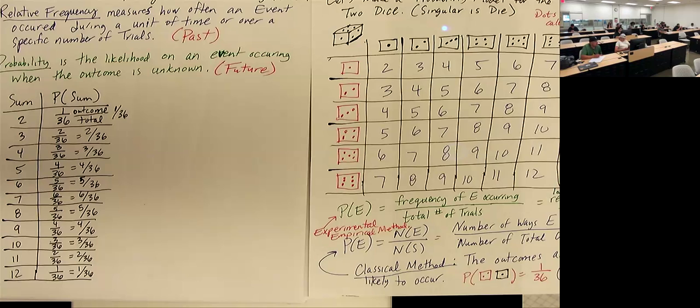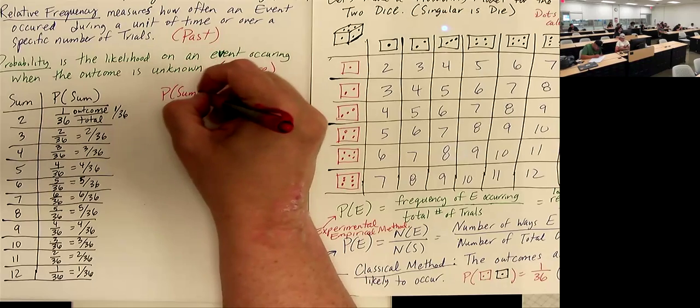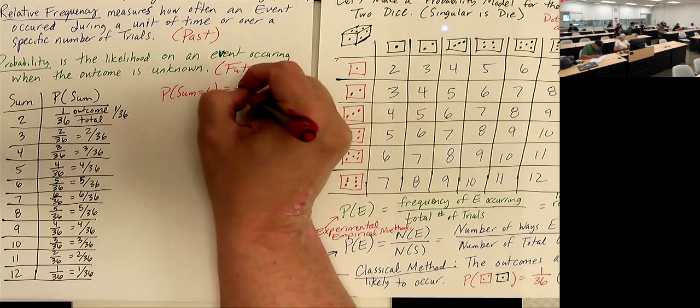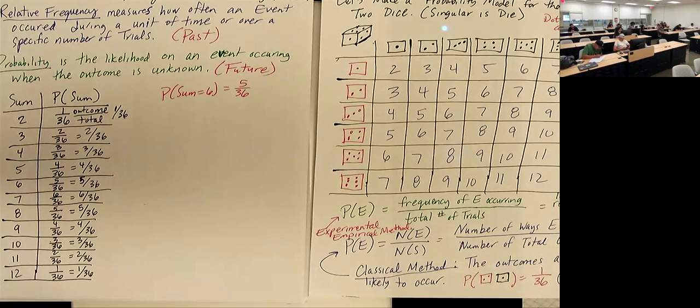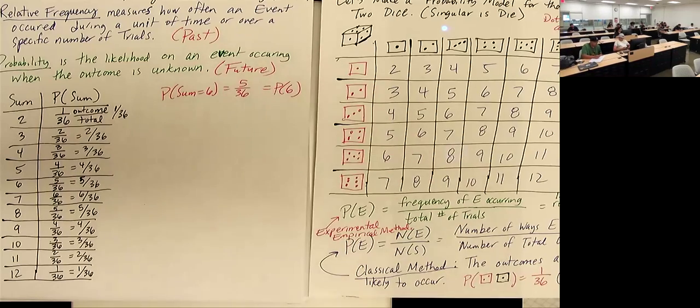So the way to read that is like the probability that the sum equals a 6 is 5/36. You could shorten this to just saying probability 6. But if you have sum there, it's clear you're talking about that you added up the dice. Whereas 6 is actually an outcome on one of the dice, so that might be confusing.